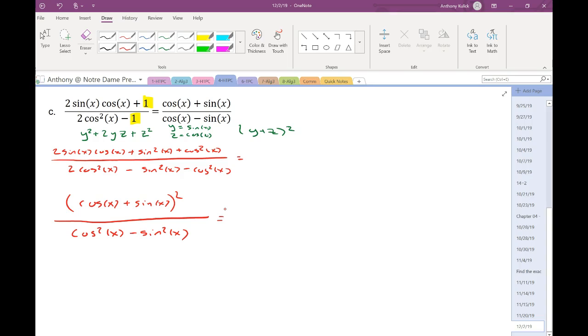Look at the denominator. What do you see? It's not 1 or negative 1. To be negative 1, you'd need the cosine squared to be negative. Also, to be positive 1, the sine squared would have to be positive. That's something that's factorable. That's a difference of two squares. It's like x squared minus y squared, right? So I'm going to factor that.